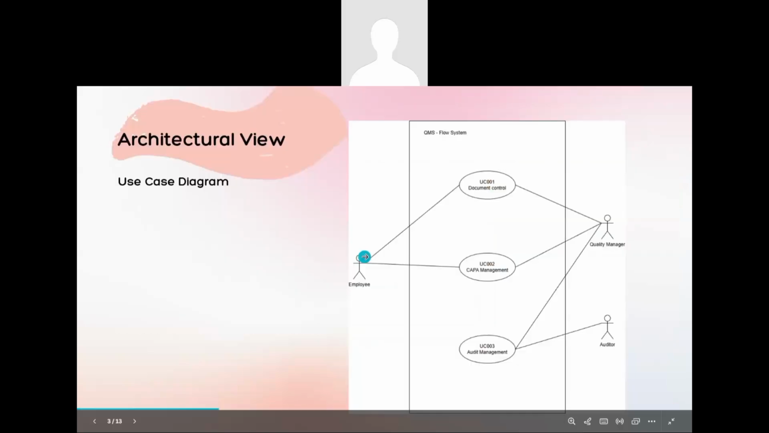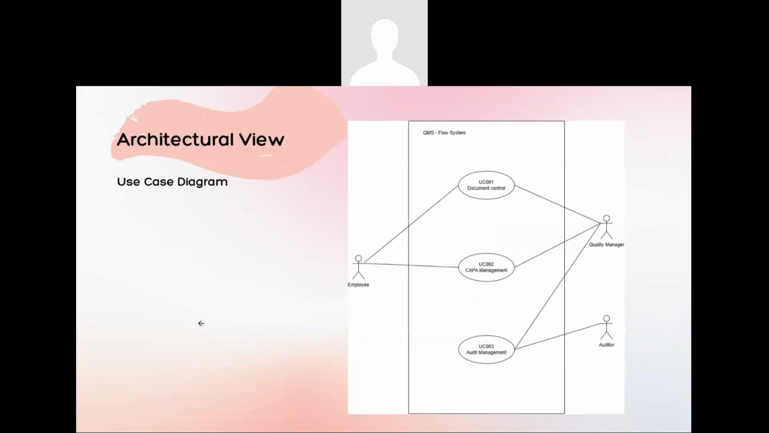Moving on to the architectural view, we're starting with our use case diagram. We are using the same use case diagram we used in our previous assignment, which consists of our employee, auditor, and quality manager, with document control, CAPA management, and audit management.